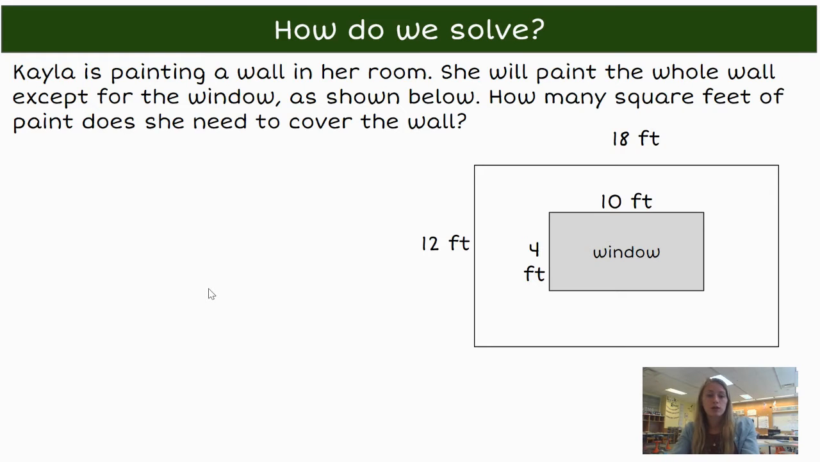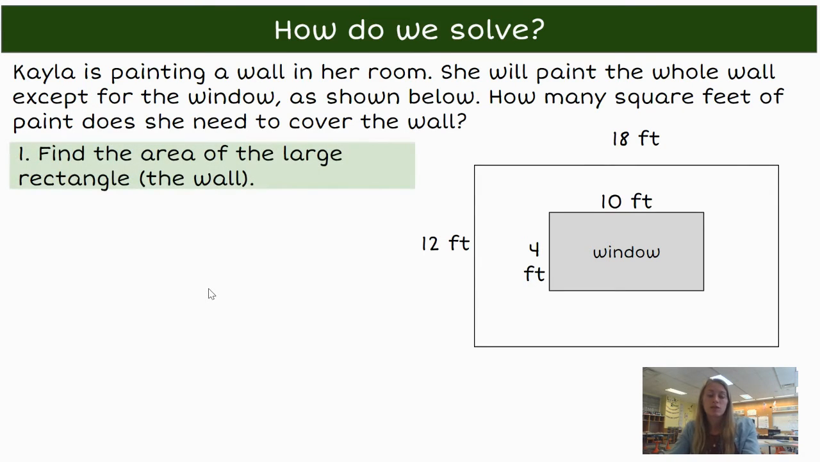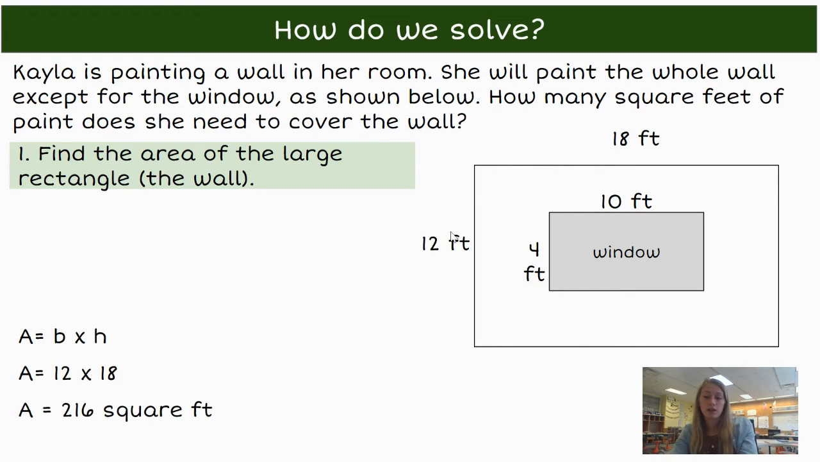So first, when we need to do this, our step one is going to be find the area of the large rectangle. So in this case, our large rectangle is the wall. So to find the area, we remember that area means base times height. So we would take our 12 by 18 and multiply those numbers together. So our total area of this entire large rectangle is 216 square feet.